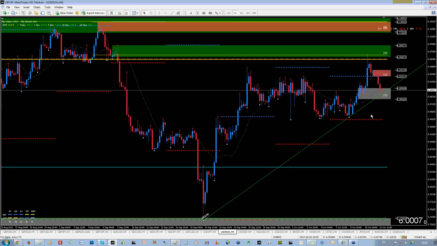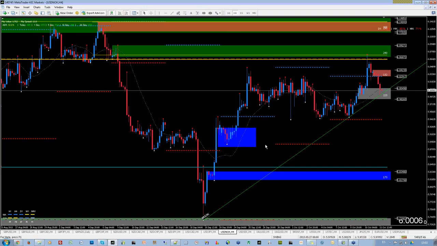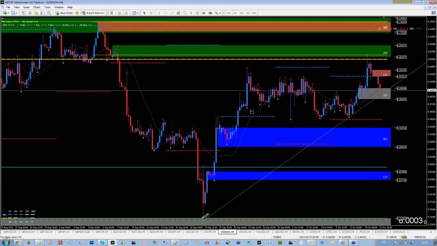Okay? This is a continuation pattern, not a valid counter trend. This is a continuation pattern. Too much trading in the area, not a valid area. This is all retested. So if we break this area, price can possibly do anything, possibly do like this.